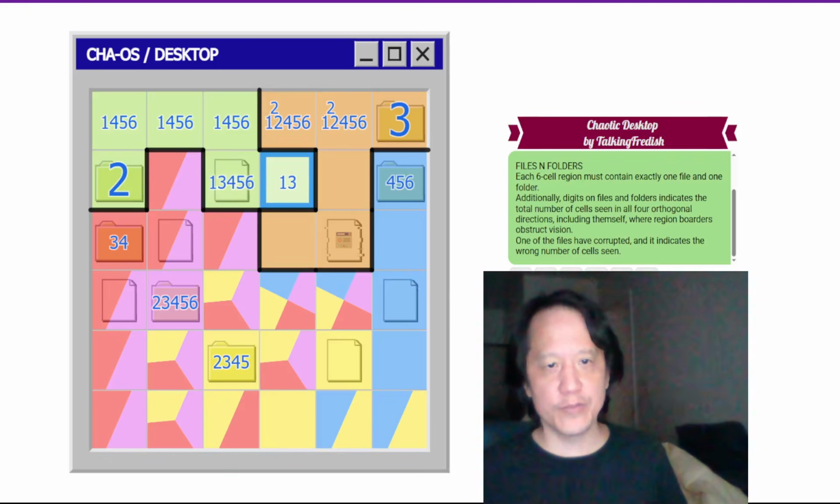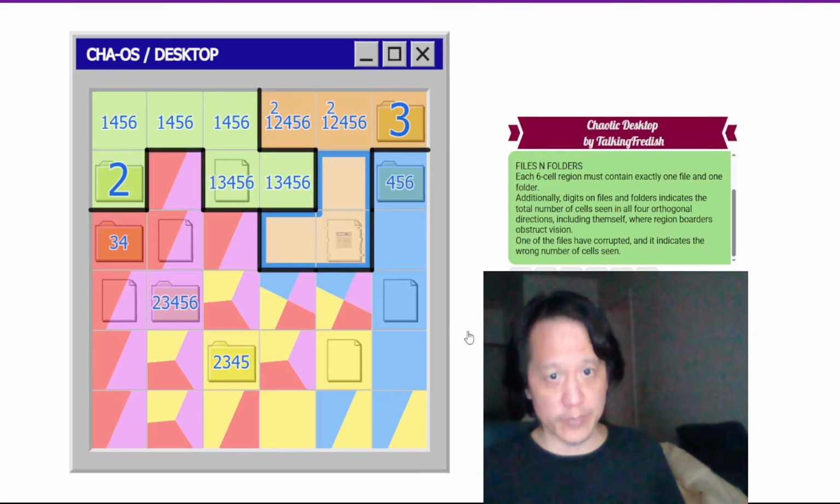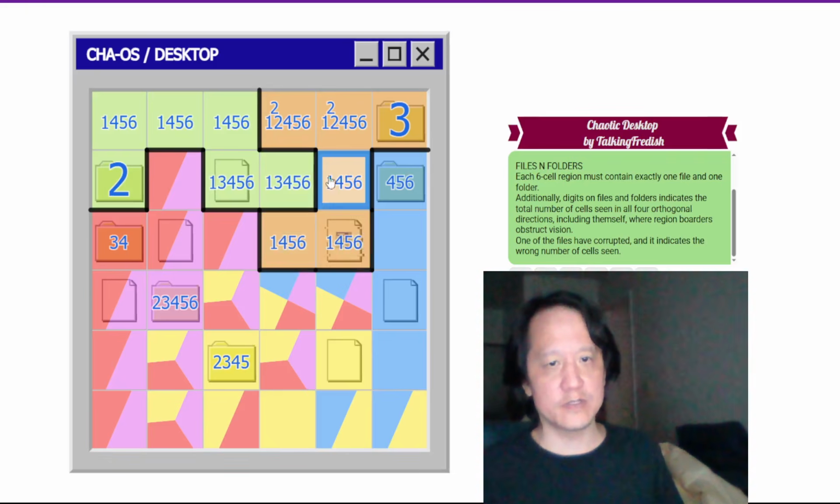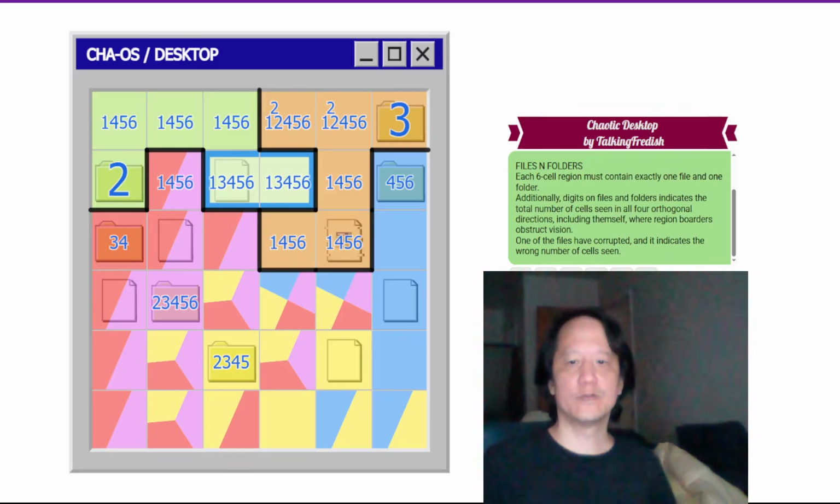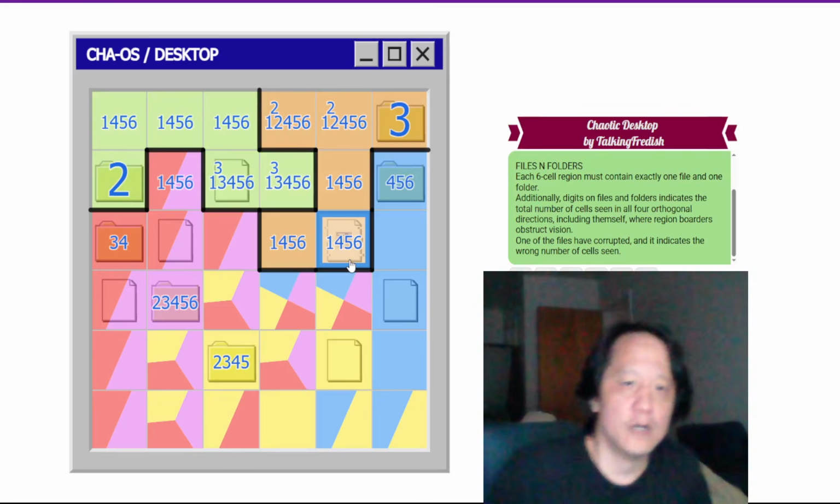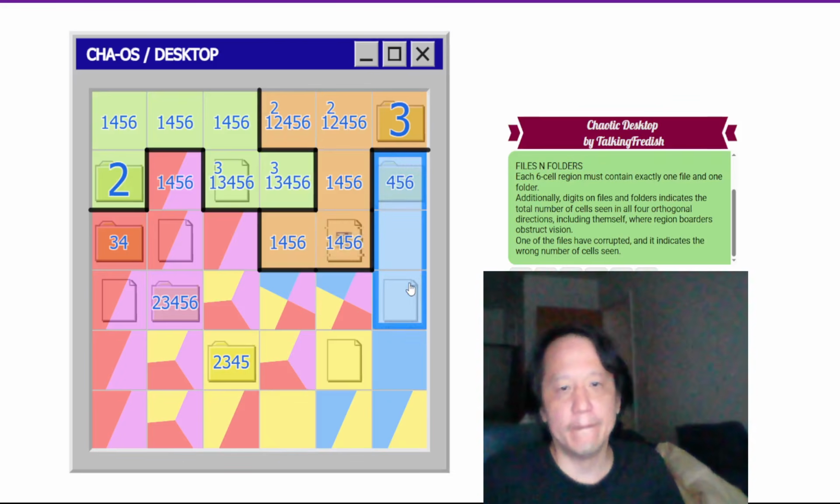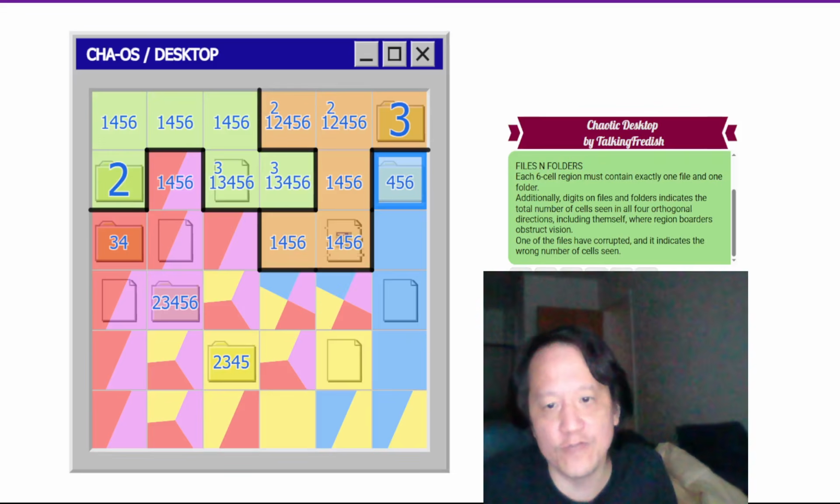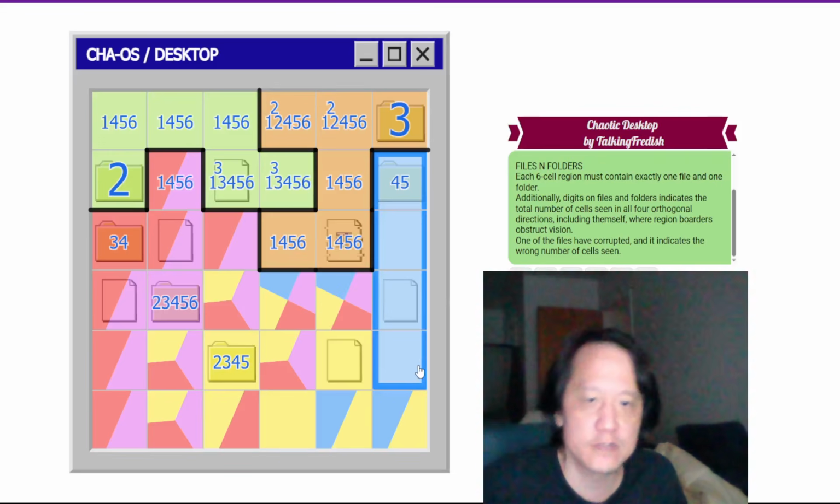We have 1, 3, 4, 5, 6 here. These cannot be 2. No 3. It's 1, 4, 5, 6 here. This can't be 3. We have 1, 4, 5, 6 there. 3 is one of these 2. This sees 4 or 5, cannot be 6.